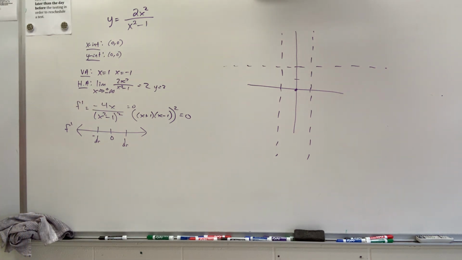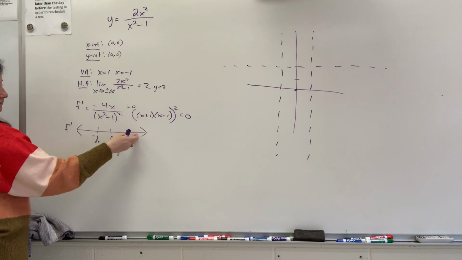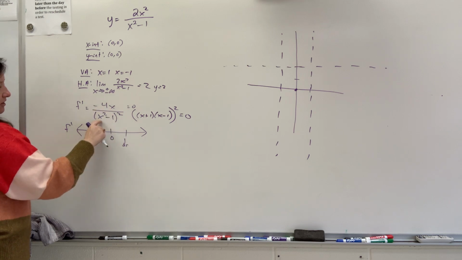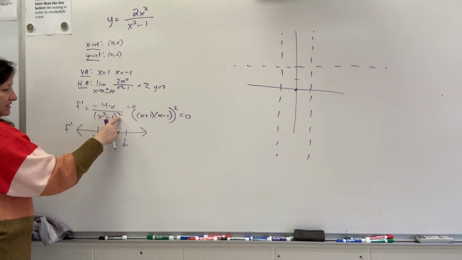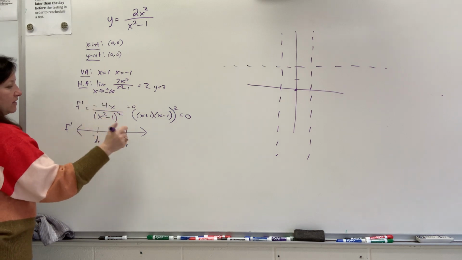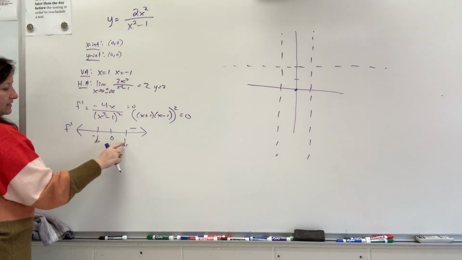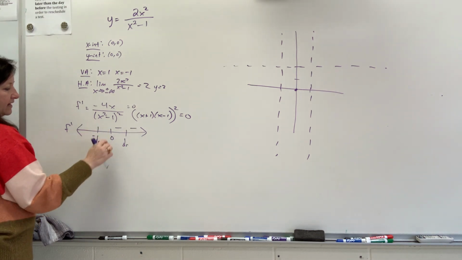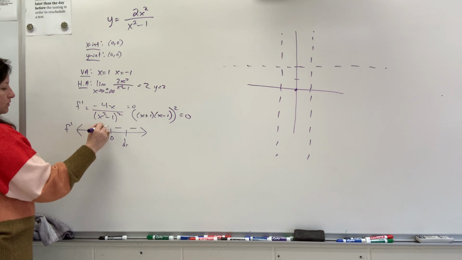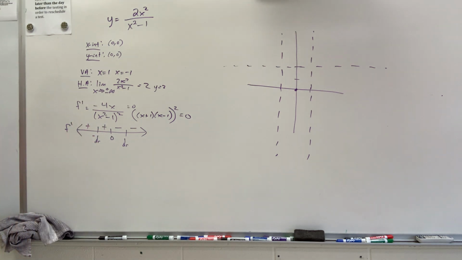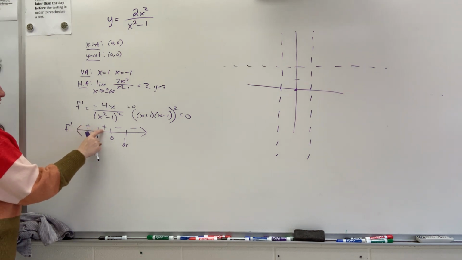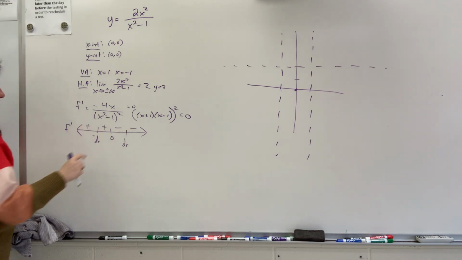So let's pick an easy number to test. 2. We get negative 8 over, what's this going to be once I square it? No matter what this is, when I square it, it becomes positive. So negative 8 over a positive number will be negative. It's a double root, so this will be negative. That's not a double root, so it switches. This is a double root, so it's positive again. So this function is going to increase, increase, then decrease, decrease.